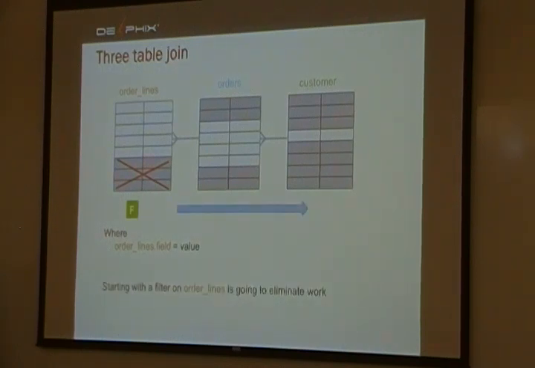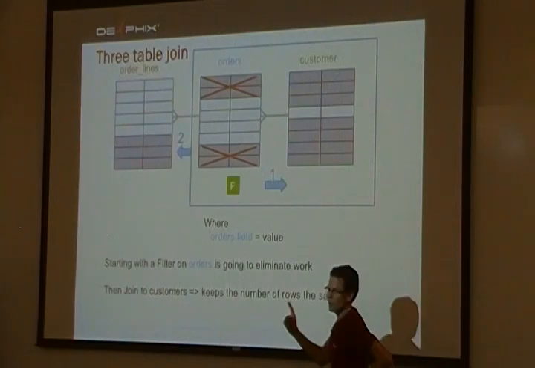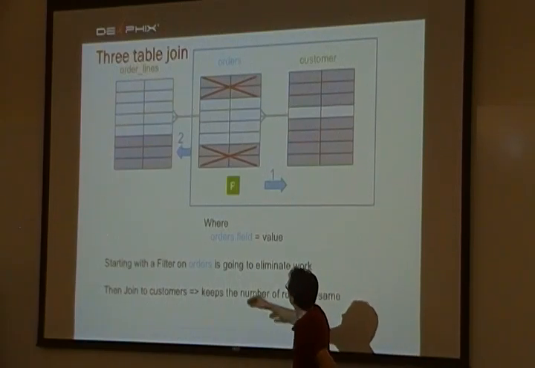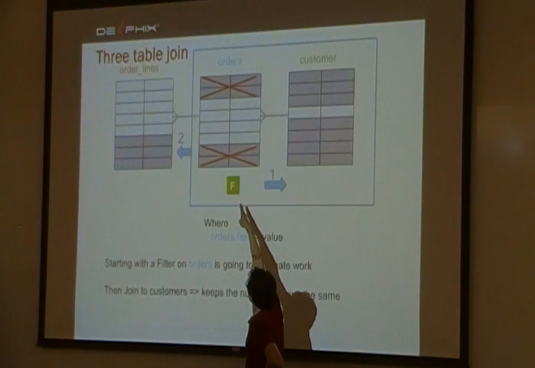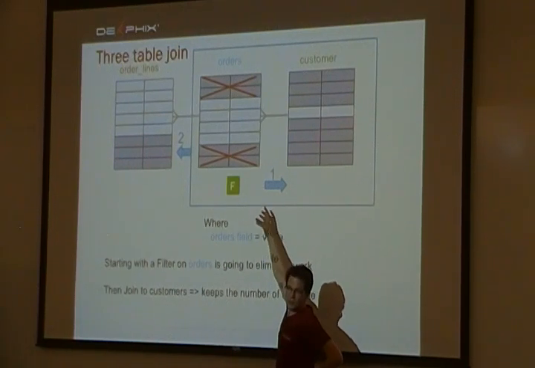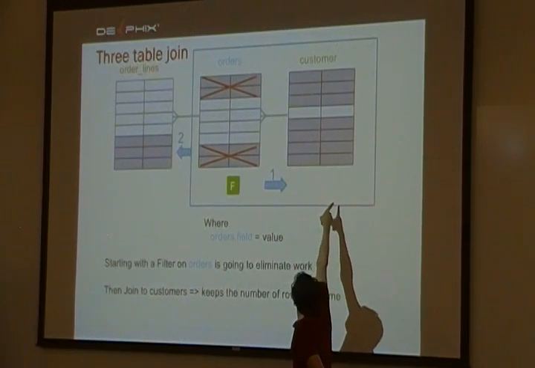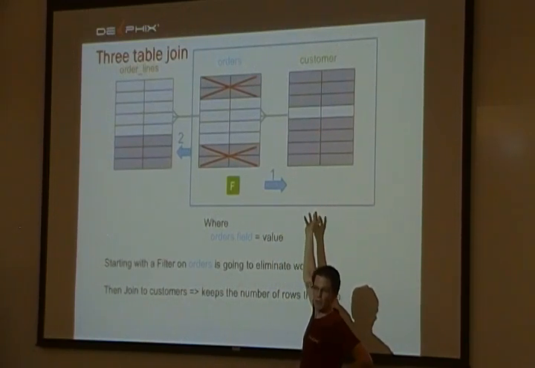What happens if the filter's on the middle table? This is where the one to many relationships come into it. I have a filter here. Now I could go to the left or the right. I want to start with the filter because that knocks out some rows. It's the only filter, so I want to start there. But I want to go to the one so that I keep my running row set small.